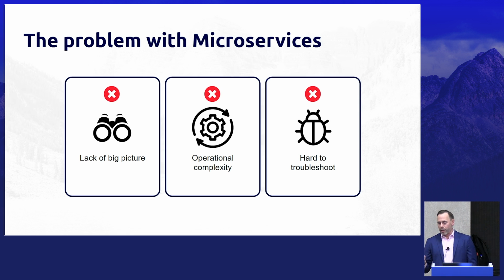The other thing is operational complexity. You have many moving parts, many microservices, all operating in unison. And one little thing can happen, and you'd have cascading effects that you didn't anticipate. And then finally, it's very hard to troubleshoot. You have to put in a lot of tooling to be able to troubleshoot and find the root cause in a microservices architecture.